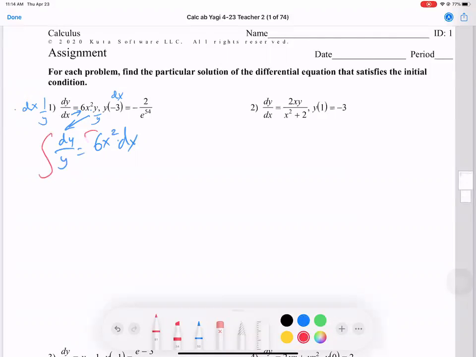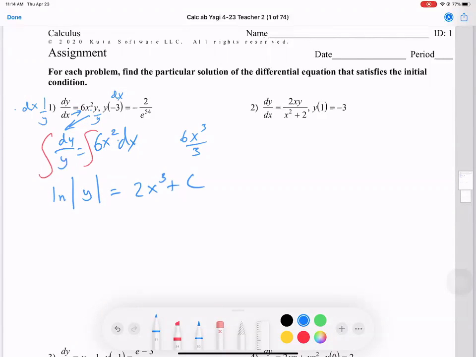So integral. You can imagine the right side doesn't exist, the left side doesn't exist. What is the integral of 1 over y? And we've talked about that before. It's the same as 1 over x: natural log. Natural log absolute value of y is equal to, the right side, 6x squared is really 6x cubed over 3. We can save ourselves some time by rewriting it as 2x cubed plus c.